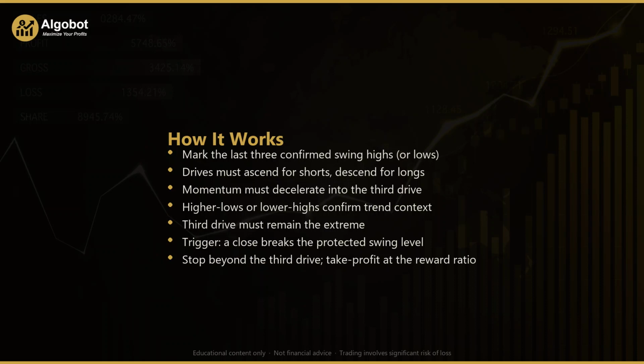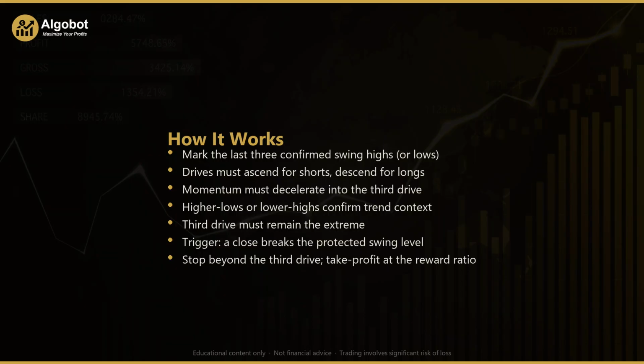Now for risk management, which is fully structural. The stop loss is placed just beyond the third drive high, with a buffer expressed as a fraction of the drive's height. Because the buffer scales with the size of the move, it adapts automatically to any symbol or time frame. No point values or volatility readings needed.